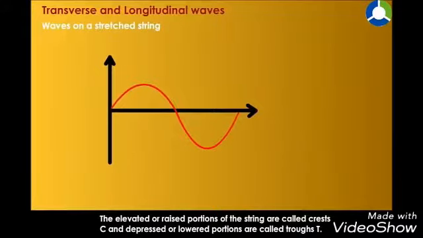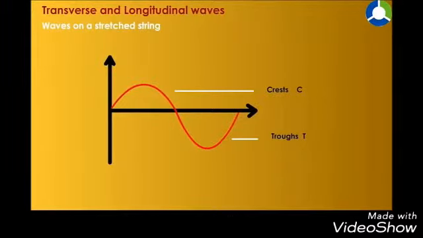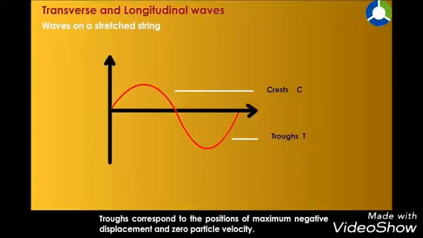The elevated or raised portions of the string are called crests, C, and depressed or lowered portions are called troughs, T. Crests correspond to the positions of maximum positive displacement and zero particle velocity. Troughs correspond to the positions of maximum negative displacement and zero particle velocity.